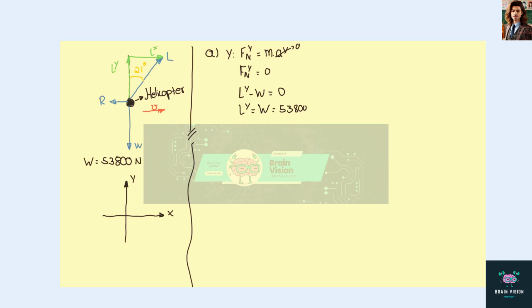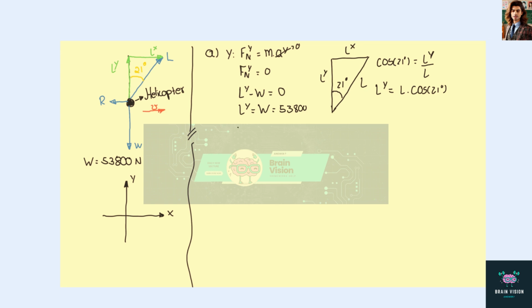Now, what is the relation between the y component of the lift force and the magnitude of the full lift force? Note that we have a right triangle using our components. The hypotenuse is the full lift force, this is the x component, and this is the y component of that force. And this angle is 21 degrees. By calculating the cosine of this angle, we can get our relation. The cosine of 21 degrees is equal to the adjacent side of that angle, so L component y, divided by the hypotenuse L. Therefore, Ly is equal to L times the cosine of 21 degrees.